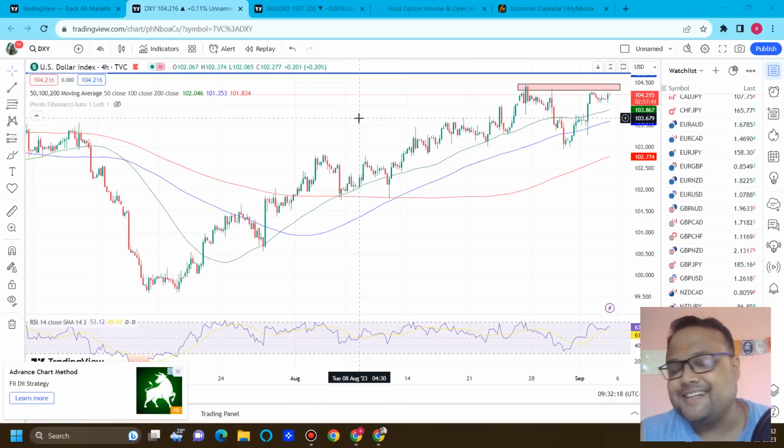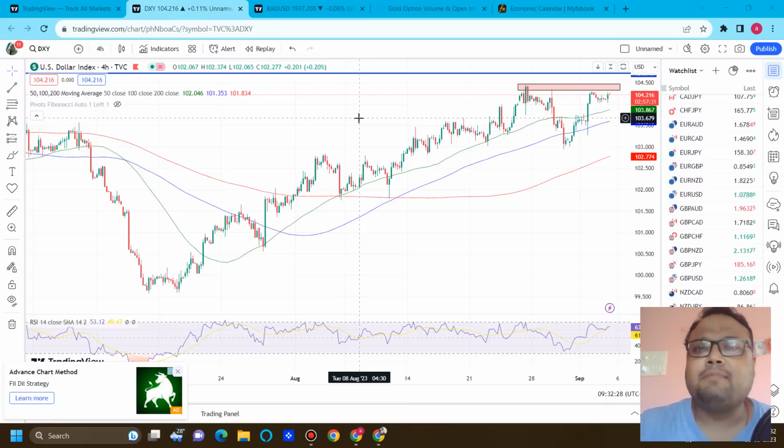So let's get started. My dear friends, this is the Forex chart of DXY, the US dollar index, and as expected, there was not much movement or volatility in the market yesterday because of the holiday. Let's hope for some volatility and movement today so that we can get some good trades.